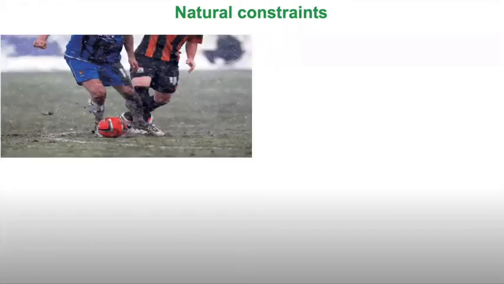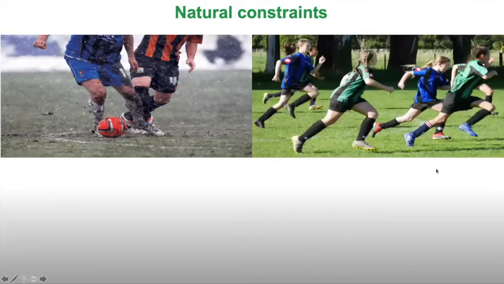Perfect. So natural constraints. If you have a look at that image, that's the weather and the climate. So it might be wind, rain, snow. Here in Manawatu, we get a lot of strong winds and this can affect your practice. You might have to adapt. Then we've got the pitch, the surface. The quality of the surface can have an effect.